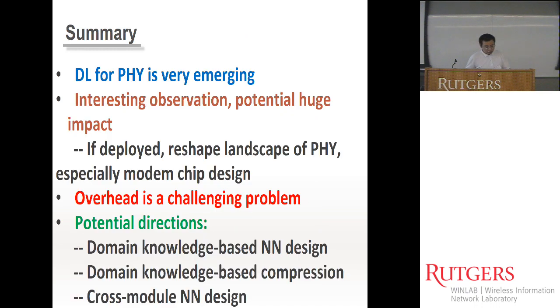Okay, some conclusions. Right now the research on applying deep learning to physical layer design is still at a very early stage, but it's very interesting. Including my group and some other groups, we already have some very interesting observations and phenomena. This type of research has the potential for huge impact, because the physical layer is so fundamental. If neural networks, even just a part of them, can be utilized in the redesign of physical layers, it will reshape the landscape.